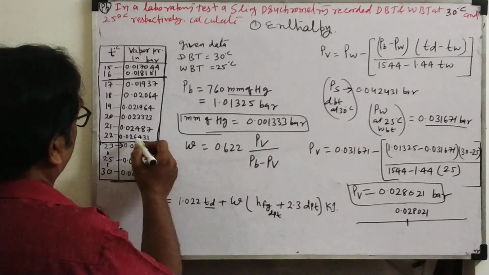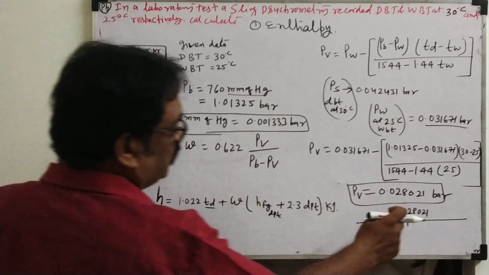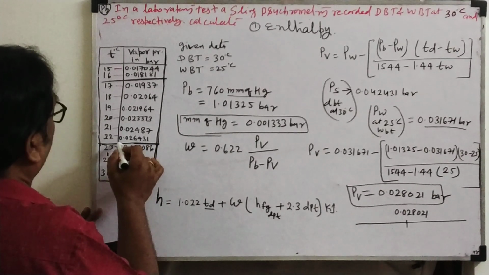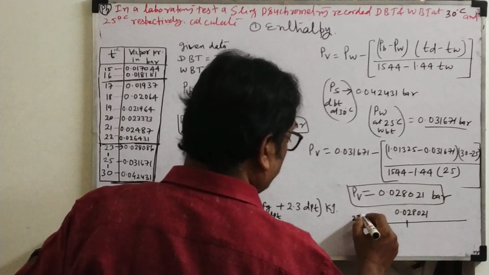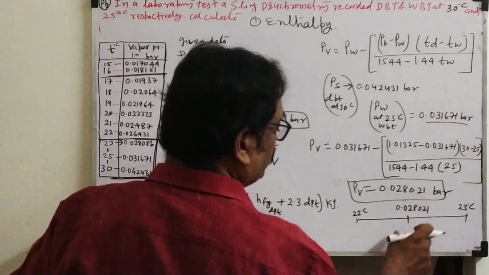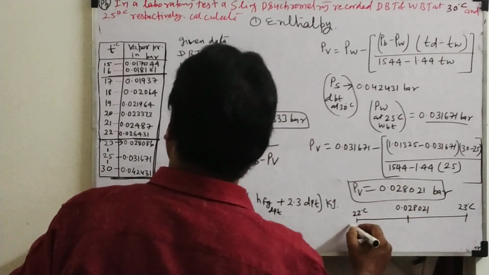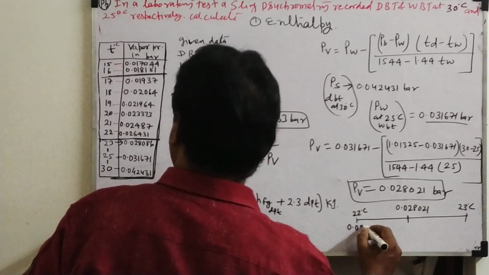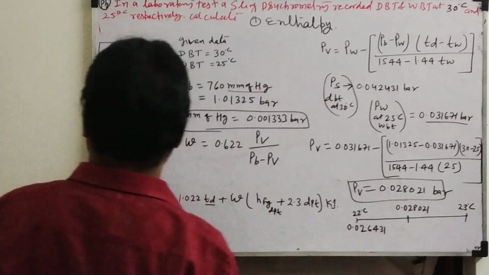This one is bigger and this one is lesser. So this partial pressure of water vapor value lies between 22 and 23. This is 22 degrees Celsius and this is 23 degrees Celsius. That means this partial pressure value lies between 22 and 23. So you write the 22 value here. What is the 22 value? The 22 degrees Celsius value is 0.02643 bar. And what is the 23 value?